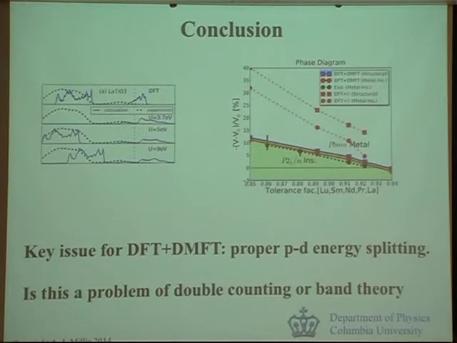The key thing that you should take away from this is that the key issue for density functional plus dynamical mean field theory, which we have to resolve if we're going to get all this superlattice stuff straight, is the proper PD energy splitting. All right? And the question I would like to leave you with is: is this a problem of the double counting correction, or is this a problem of the underlying band theory on which you base this?